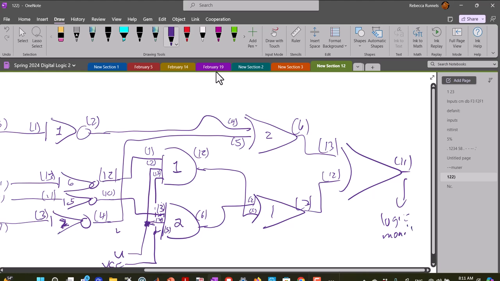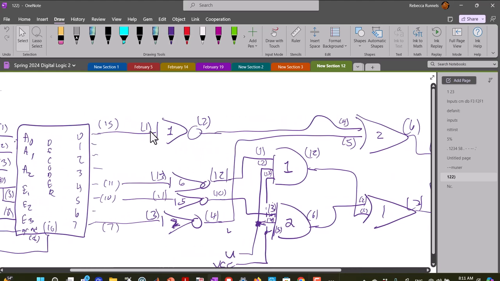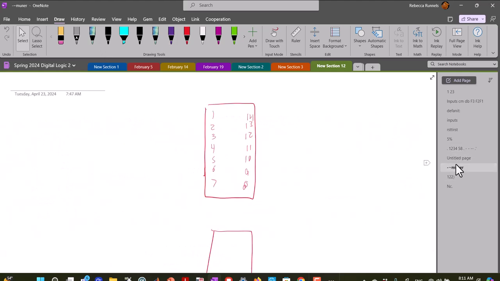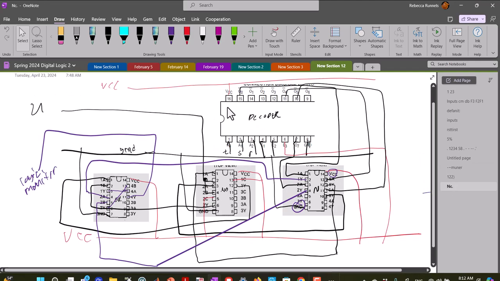So you have to pick 2 of the 3 that we did to implement in the lab. So it looks like the multiplexer was probably the easiest one, and then you'd have to decide between the decoder and the basic gates.